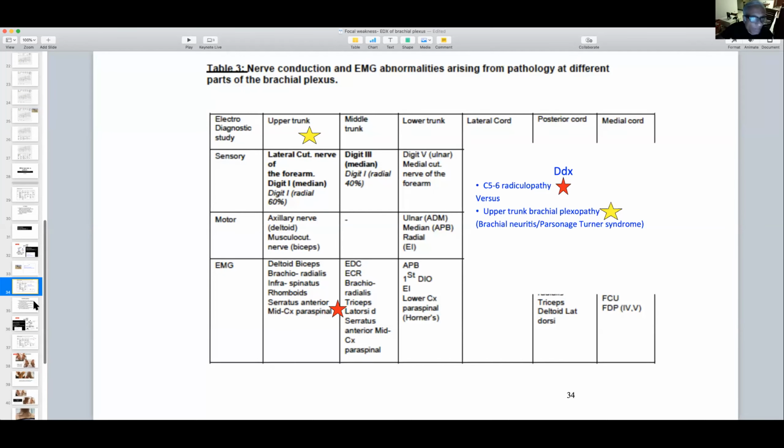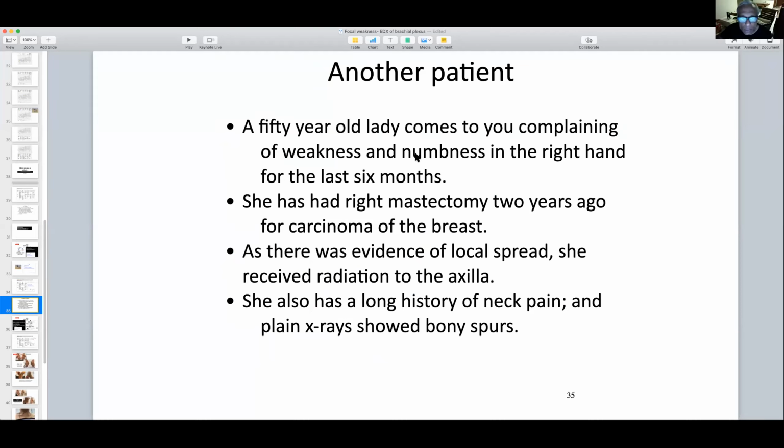Let's go on to another patient. A 50-year-old lady comes to us complaining of weakness and numbness in the right hand for the last 6 months. She has had a right mastectomy 2 years ago for carcinoma of the breast.